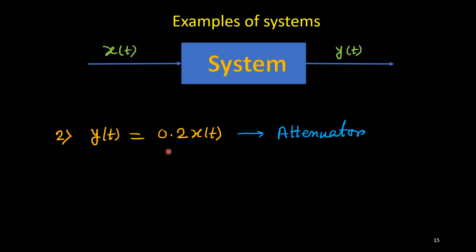And sometimes we get this kind of attenuator in practice, like in a communication channel. Whatever you send from the transmitter, at the receiving side you receive a very weak signal. That is due to the attenuation.